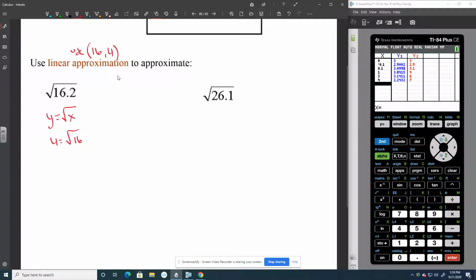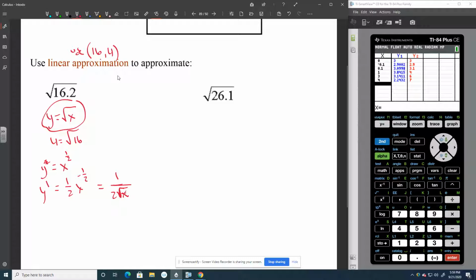So now we have to take the derivative of this function. Again, y prime equals, we've done this. If y equals x to the half, then y prime equals 1/2 x to the negative half, which equals 1 over 2 root x. We've done this derivative a whole bunch of times. Hopefully we're getting faster at that.